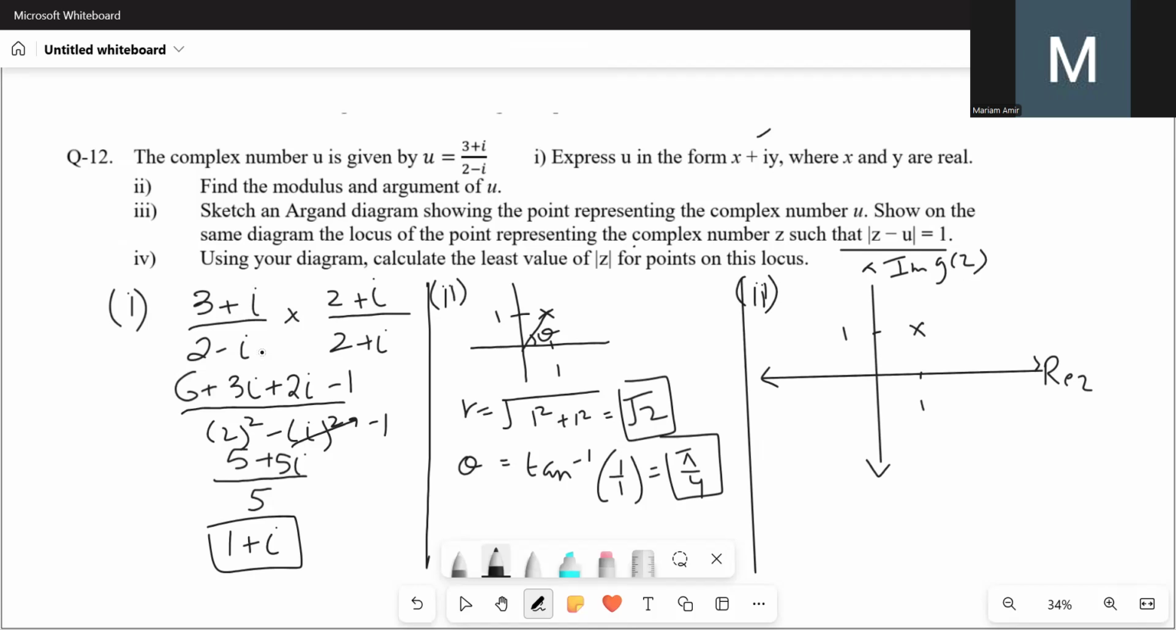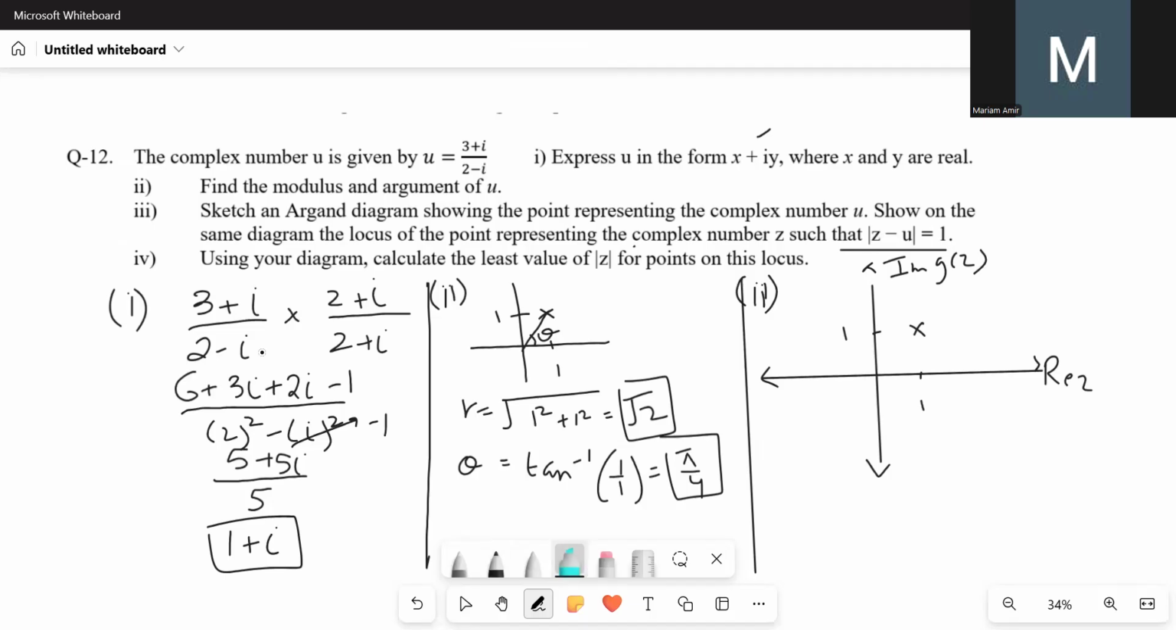Okay. So now this means we have to draw a circle whose center is the point u, this is the point u, and whose radius is 1. So that means it's going to be something like this. This is going to be 2 right here, and this will be 2 as well, and this will be 0. In fact, this should be a tangent to the x-axis and the y-axis.